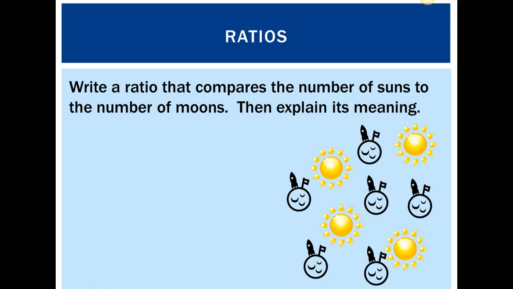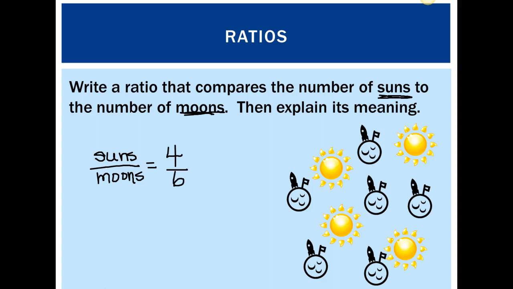Write a ratio that compares the number of suns to the number of moons. Then explain its meaning. When you write a ratio, you compare the first item to the second item. In this case, we'll be comparing suns to moons. First we count up the suns, and there are 4 of them. Then we count up the moons and see that there are 6. To write a ratio of suns to moons, we would write the fraction 4 over 6. Then we need to simplify the fraction.